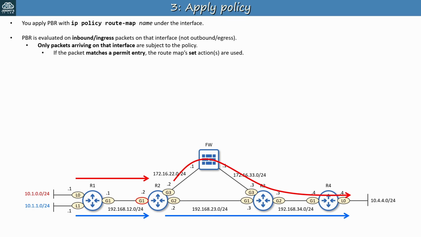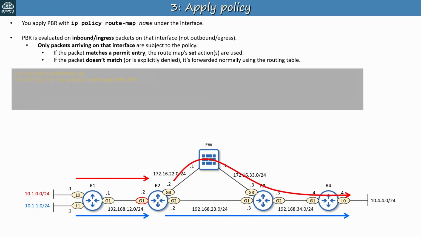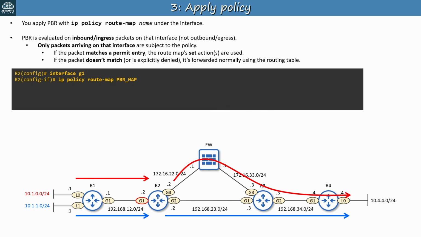If the packet matches a permit entry in the route map, the set actions are used. And if the packet doesn't match, meaning it's implicitly denied, or if it's explicitly denied, the packet is forwarded normally using the routing table. So here it is, just a single command under the interface. ip policy route-map PBR-MAP. You can confirm with show ip policy. As you can see, the route map PBR-MAP is applied to R2's G1 interface.